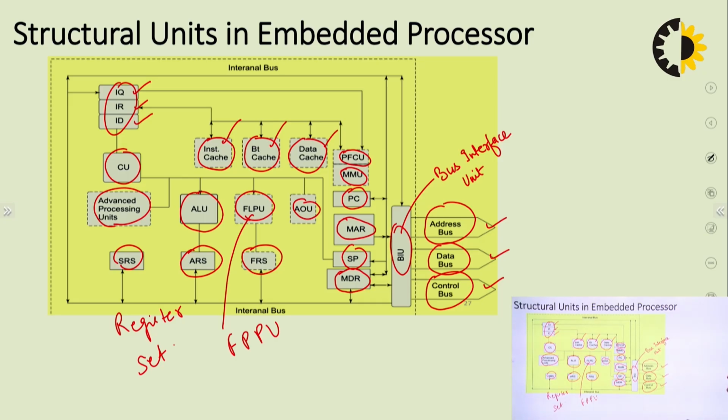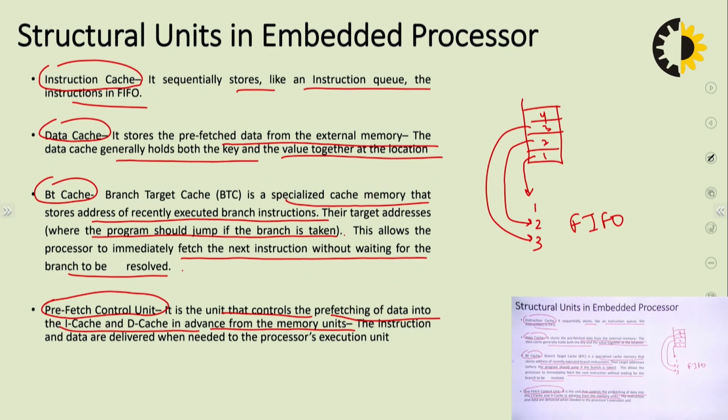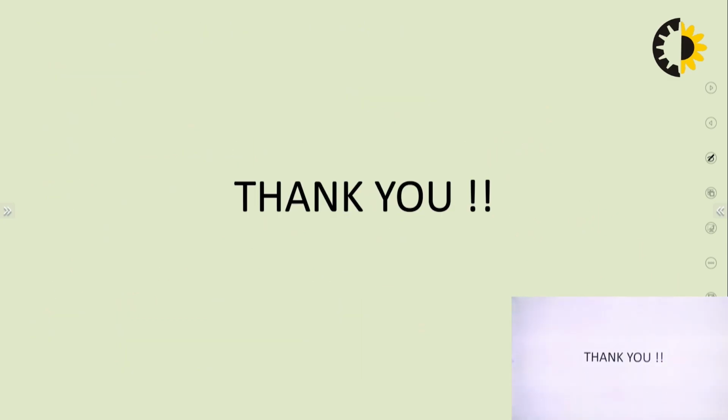So this is about the entire embedded processor, which is one of the very important topics of unit number 1 in embedded systems, the structural units in embedded processor. You should know each and every unit clearly because this question is asked in maximum numbers. So that's all for today's lecture. We have covered all the structural units in embedded processor. Thank you.